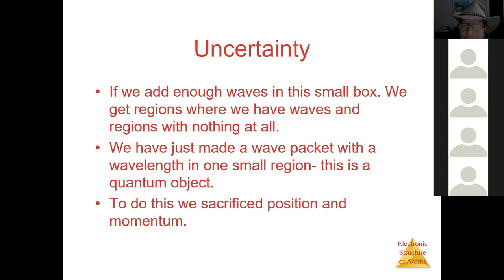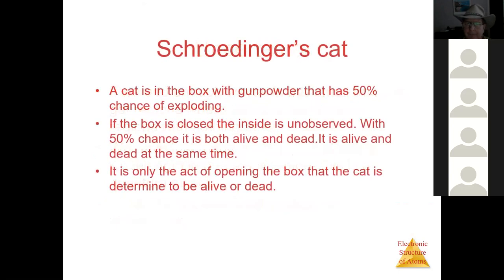But to do this, we have sacrificed position and momentum. Our position is defined by how big our box is. Our momentum is defined by how many waves we have within that box, which led Schrodinger to develop his cat analogy.